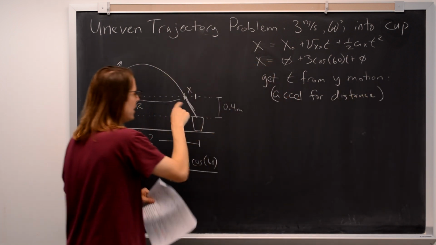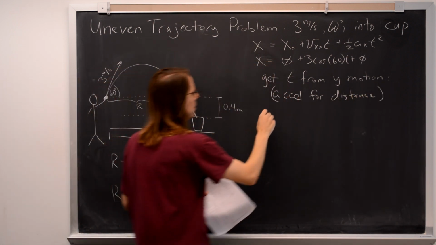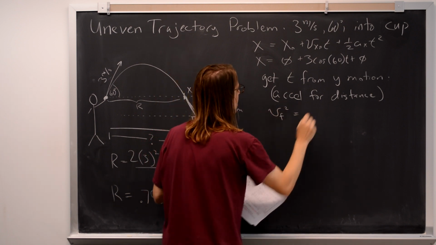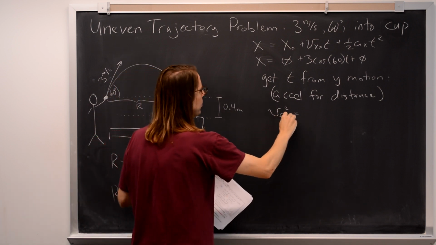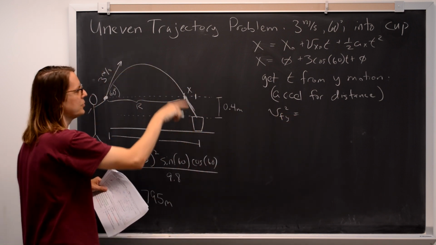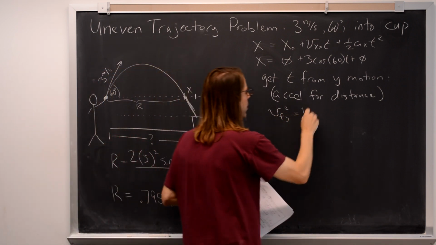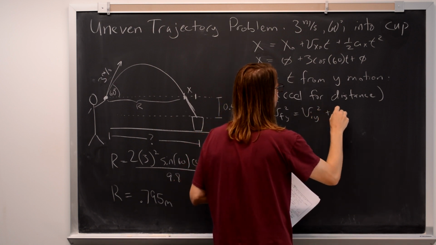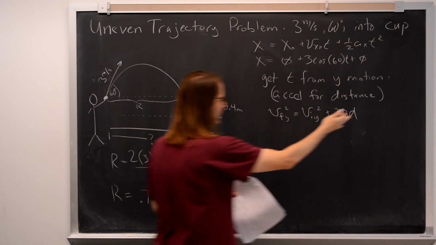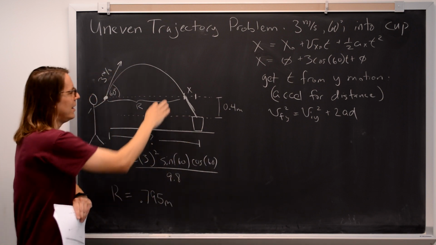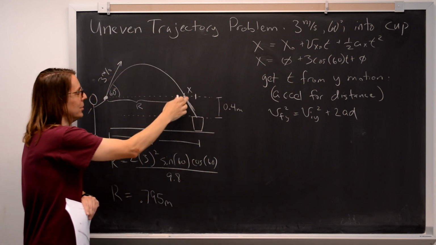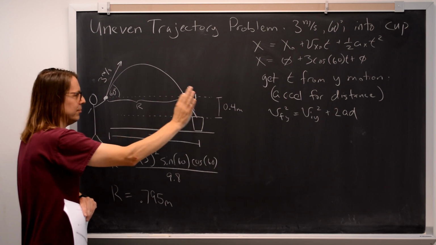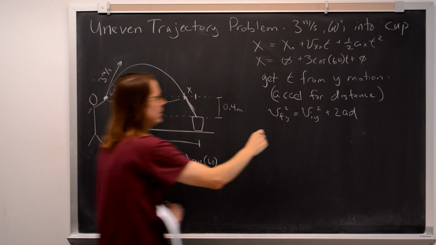You say v final y squared equals v initial y squared plus 2ad, that's the equation. So now let's plug everything in. The v final y is what we're looking for, because once we get that final velocity, we're going to be able to use g to figure out how long it took. But first, let's just get the final velocity here.